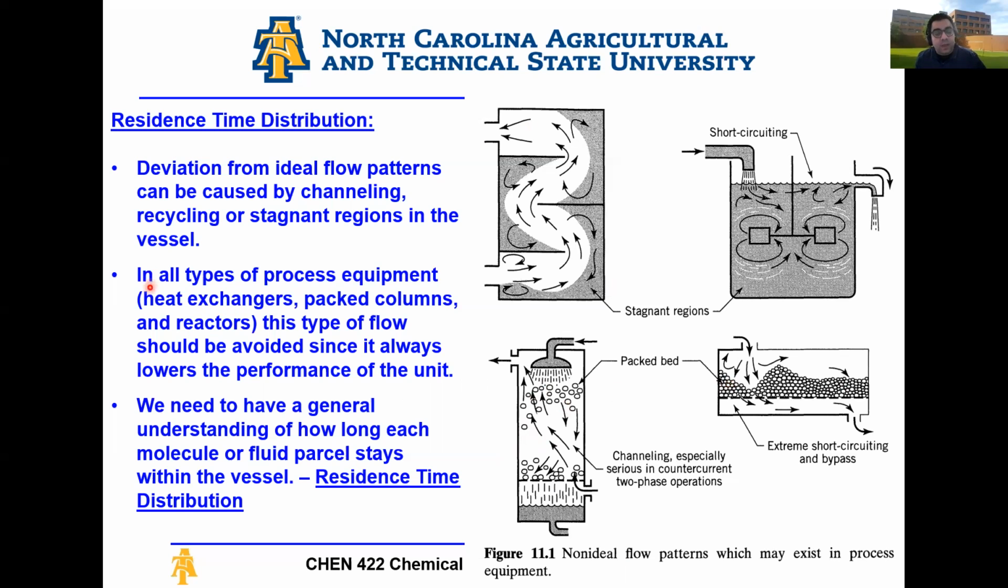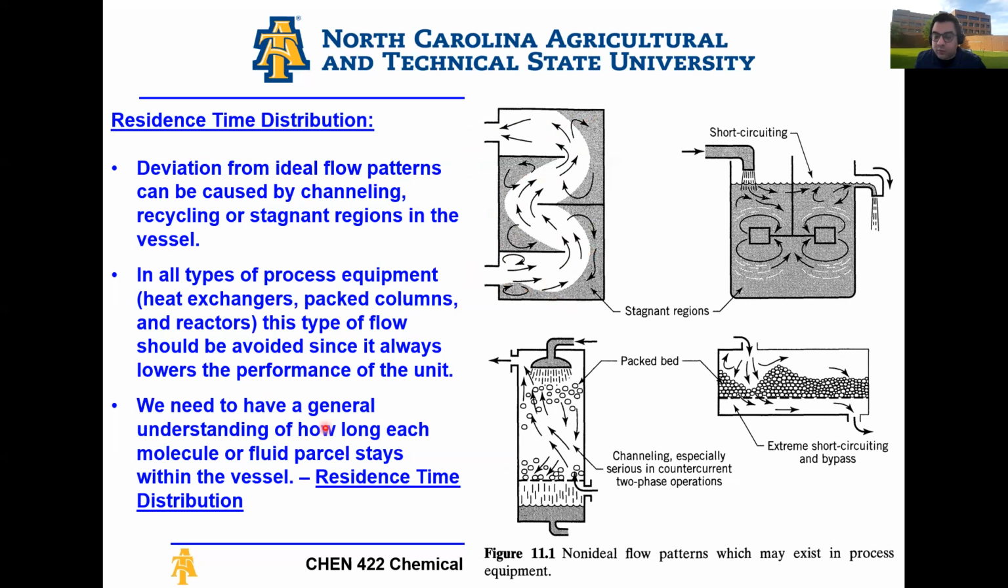Okay, and in all types of process equipment, whether you're dealing with a heat exchanger, with a packed column, or with a reactor, this is unfavorable. You want to avoid it because it will always lower the performance of the unit, right? So for a heat exchanger, if you design it with a certain area, as we said, the area of the heat exchanger is what really controls its performance. If I design a heat exchanger with a certain area and I find out that 20% of the area is not being used, the heat exchanger is not going to perform properly, right? Similarly for reactors, a similar idea applies.